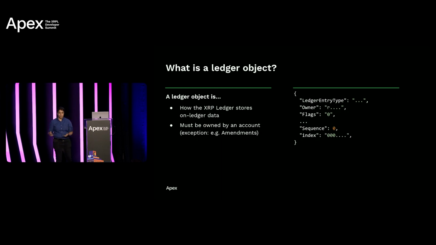Now, what is a ledger object? A ledger object is how the XRP ledger stores on-ledger data. And they must be owned by an account. There are also a few exceptions, like the amendments objects, but these also don't really matter for this talk. And here's an example of the vague structure of a ledger entry type, of a ledger object. Make sense so far?